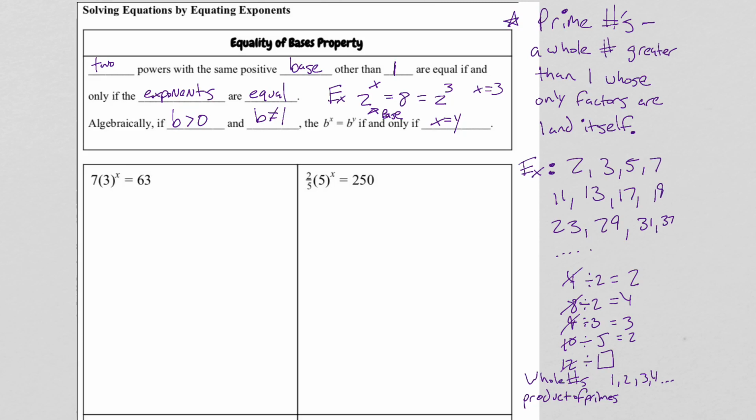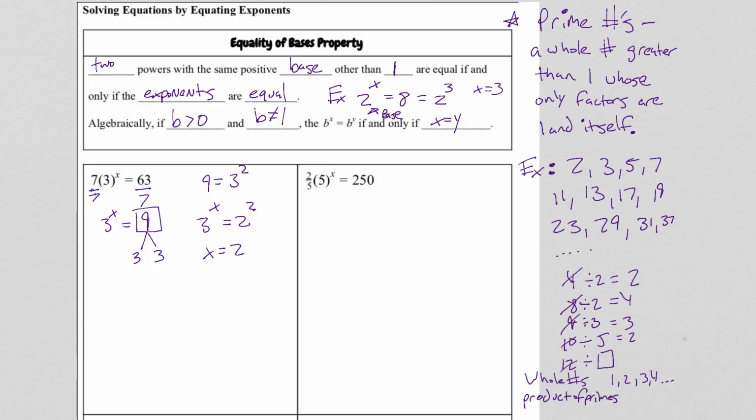Let's take a problem like this. It's 7 times 3 to the x. So the first step we're going to do in algebra is the opposite of multiplication, which is division. So you're going to get 3 to the x is now equal to 9. And now we're going to take this number 9 and look for its prime factors. So 9 is equal to 3 times 3. In other words, 9 is 3 squared. So 3 to the x is equal to 3 squared, and that makes x equal to 2.